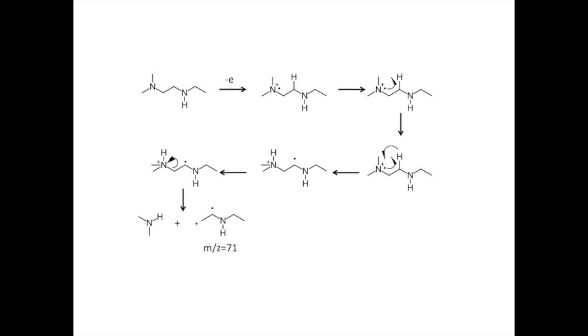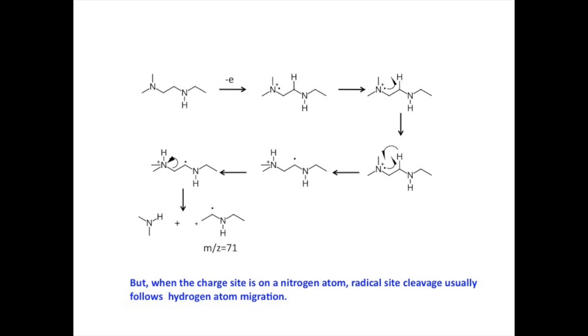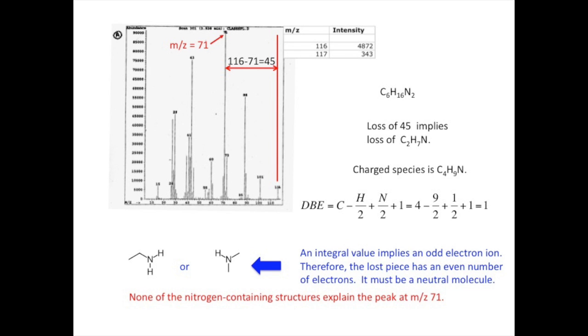However, the literature shows that when the charged site appears on a nitrogen atom, then the most likely process to follow a hydrogen migration would be an alpha cleavage initiated at the radical site. Although this pathway leads to the proper fragment, it's not very likely for amines to do this. Certainly, the probability is not great enough to expect it to lead to the base peak in our spectrum. Every one of our candidate structures, and all of those that I've neglected to draw, such as hydrazines, have the same problem. They can't explain the prominent peak at mass 71.